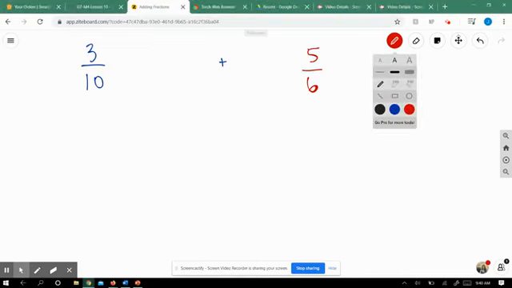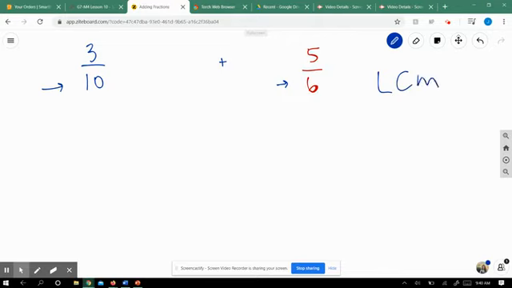Okay, so now instead of doing a visual model, we are going to use a different method called least common multiple. That's because sometimes when you're using a visual model, if we have big denominators like 10 or like 6, it can be a little bit tricky and take a little bit more time. So we're going to instead use LCM, which is our least common multiple. So we notice that these denominators are different. 10 and 6 are not the same. So what we're going to do is we are going to list out all of the multiples of both denominators.